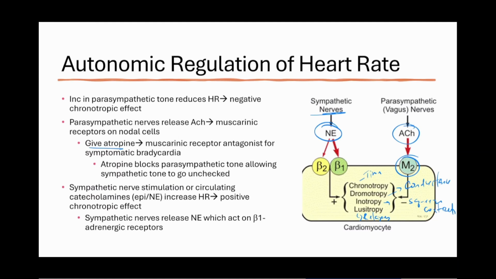Atropine is a muscarinic receptor antagonist for symptomatic bradycardia. So when you get it, give atropine, it blocks the parasympathetic tone, allowing the sympathetic system to go unchecked and your heart rate goes up. That's why you give atropine for bradycardic symptoms. It blocks parasympathetic, so your sympathetic system can take over and bring your heart rate back up again.